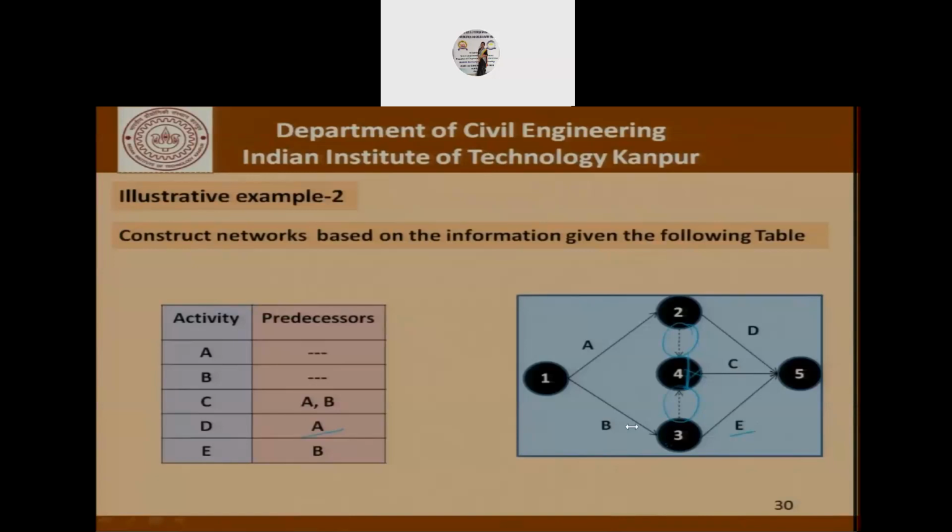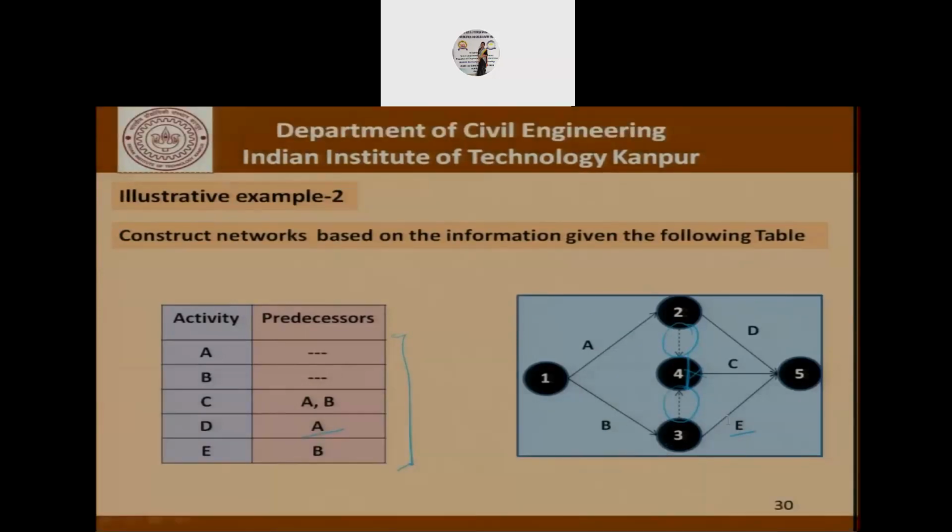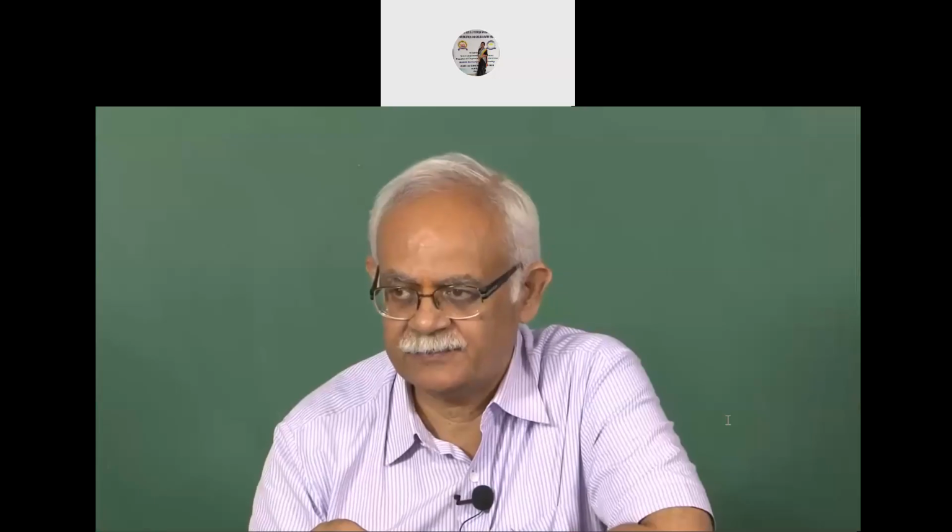Please remember that this is not the only way of representing this information in the table. There can be another network which shows this, but one of the points that we must keep in mind when drawing networks is that the number of nodes should be kept to a minimum, the number of dummy activities that are used should be kept to a minimum, and so on. And that comes through experience. As we draw more networks, as we become more adept at drawing the networks, that comes naturally.